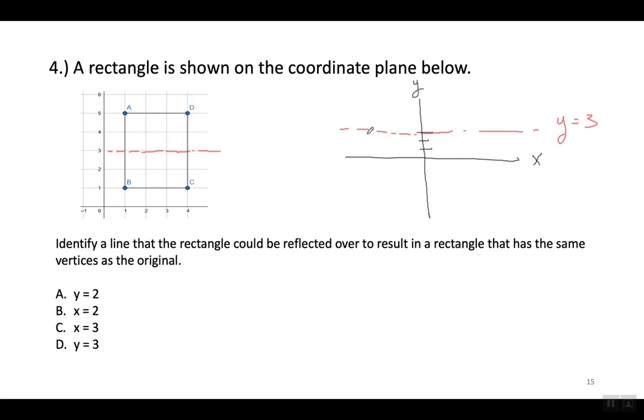I'll say it again. A horizontal line is the opposite of the horizontal axis. The horizontal axis is the x-axis. So the horizontal line is always going to be y equals whatever number it lines up with here. A vertical line is going to be the opposite letter of the vertical axis, which is the y-axis. So if I would have drawn a vertical line, it would have been x equals whatever number it lines up with.